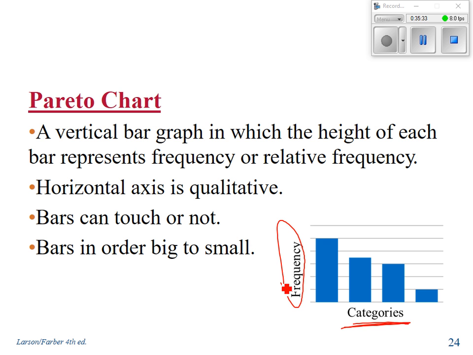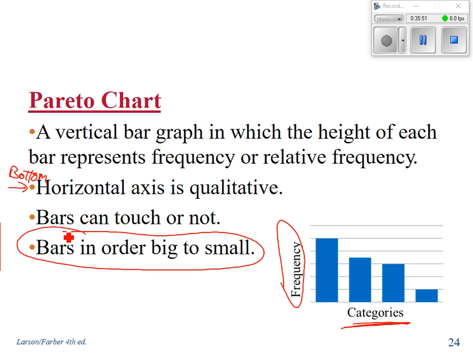And they tell you here, the horizontal axis, that's the bottom, is qualitative. So it's some kind of name or some kind of quality. Bars don't touch. They can't. Yeah, they can, but I'd rather they didn't. The main thing with the Pareto chart is this right here. This is what messes it up, makes it different than other things.